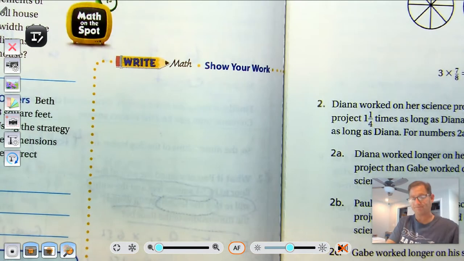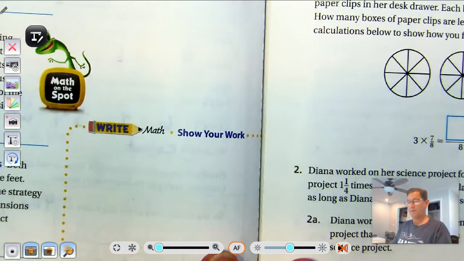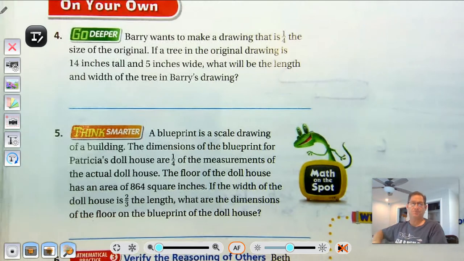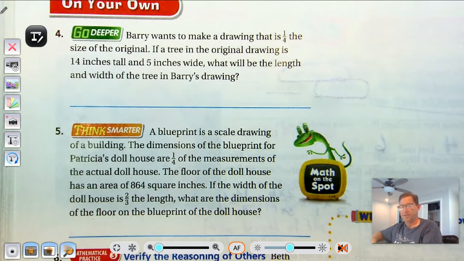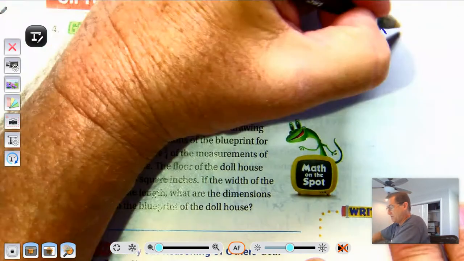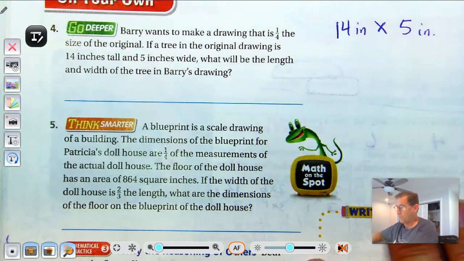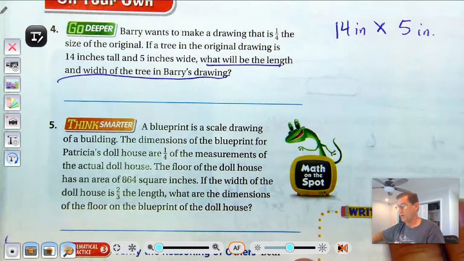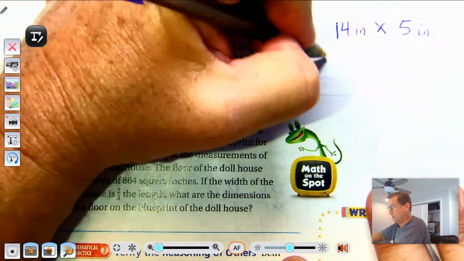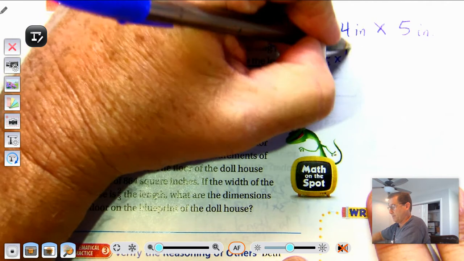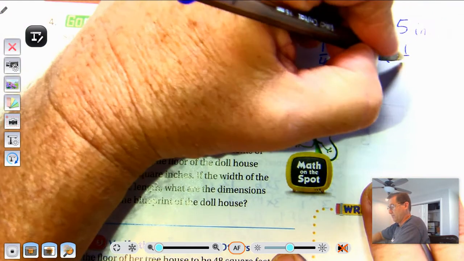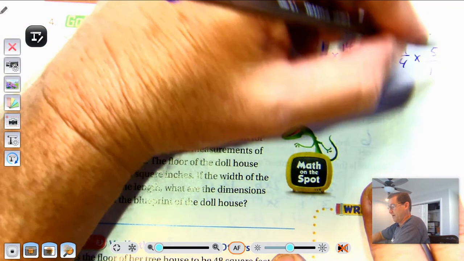Number 4. Barry wants to make a drawing that is 1/4 the size of the original. If a tree in the original drawing is 14 inches tall by 5 inches wide, what would be the length and width of Barry's drawing? Well, we're going to take 1/4 of each of the dimensions. So it's going to be 1/4 of 14 times 1/4 of 5 inches.